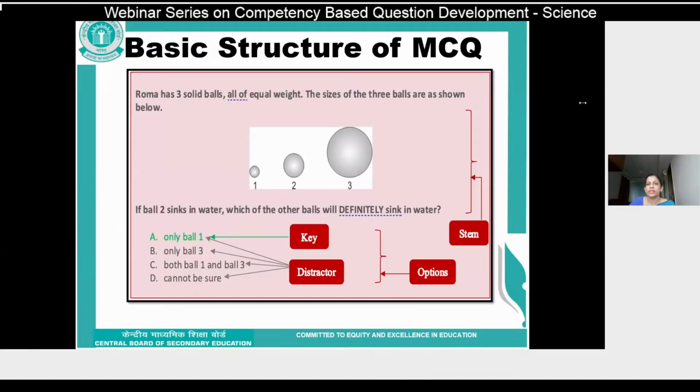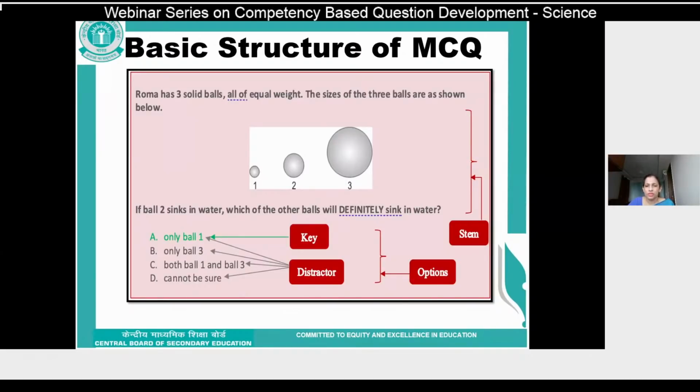In this particular question, Roma has 3 solid balls, all of equal weight, and the sizes of the 3 balls are as shown below. This is known as the stem or the problem, along with the figure. If ball 2 sinks in water, which of the other balls will definitely sink in water? This completely comes under the question stem. And these are options A, B, C, D.